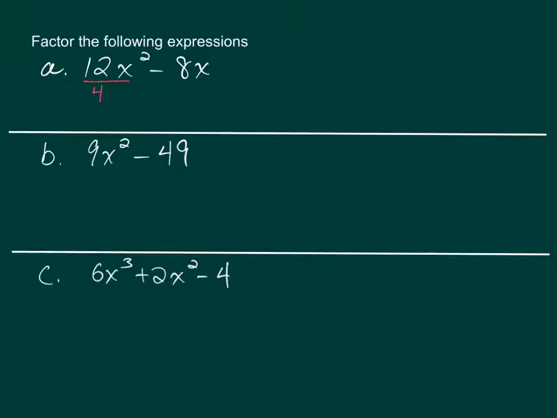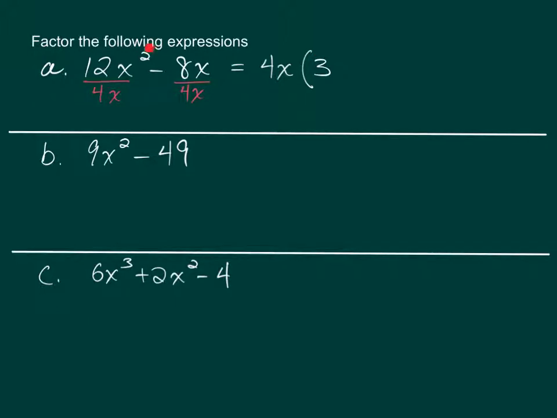be divided by 4, and they can also be divided by x. So when we do this division, 4x is what our greatest common factor is. So I'm going to put that out front here. So this will be 4x. And then when we go back and actually divide this, 12 divided by 4 gives me a 3.